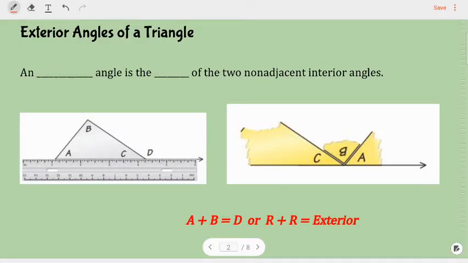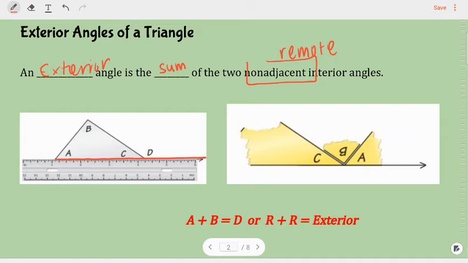An exterior angle, so what exactly is it? Let's break it down. If I just had my triangle, and let's get rid of all of the other lines, an exterior angle is if I extend it out. So an exterior angle is an extension of my line, and it is the sum of the two non-adjacent. I like to call these the remote interior angles.